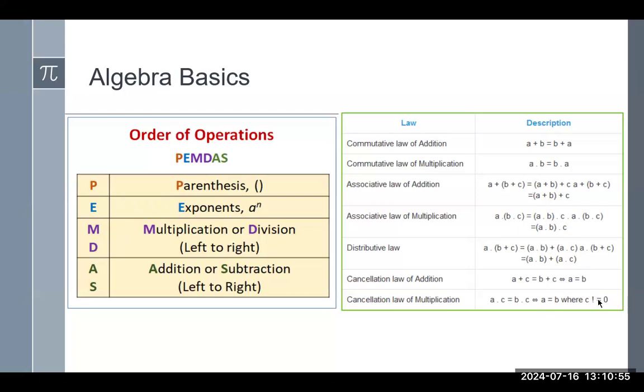And that's as long as C is not 0. So if you know C is not going to be 0, then you can actually apply that. But if C is going to be 0, then the whole equation just falls apart, where you have 0 equals 0, and that's just true anyways.